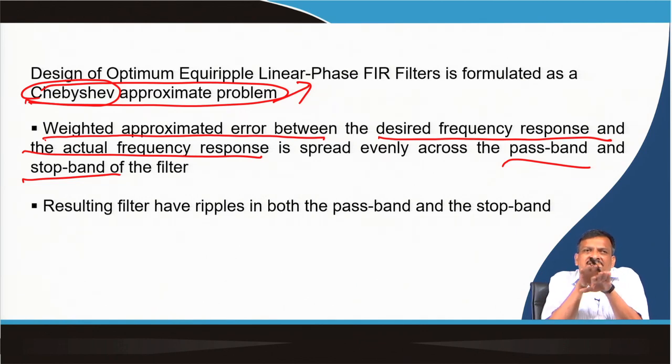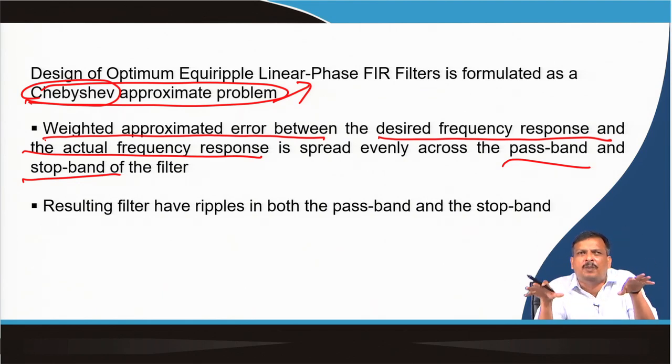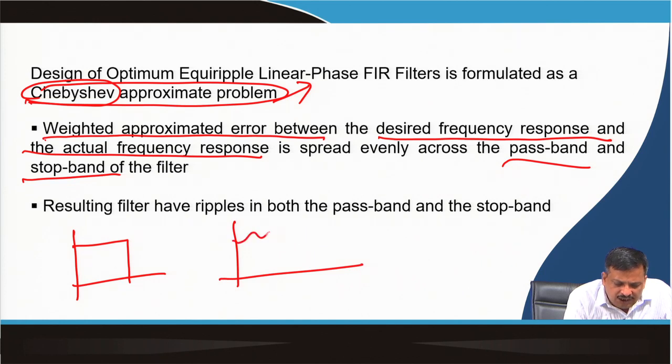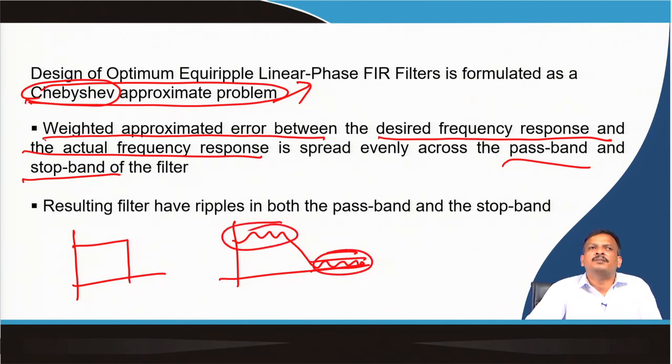So when I say there is an error, and that error is eventually distributed over the pass band and stop band, I can say that in both the pass band and stop band there is a ripple. So I may want this kind of frequency response, but I can only arrive at this kind of frequency response. So there will be an error, a ripple, in both the pass band and stop band. So I use a weighted approximation error function which allows me to control which kind of error I desire.